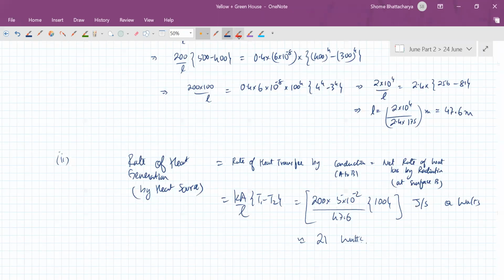So understood this concept now, why this rate of heat generation is exactly equal to this rate of conduction, which is exactly equal to the net rate of heat loss due to radiation at the other end. That's how the metallic cylinder is maintained at steady state, because the rate at which it's drawing heat from the heat source at the left end is exactly balanced by the rate at which it's losing heat because of radiation at the right end. And the transfer from left to right is happening by conduction through the rod.